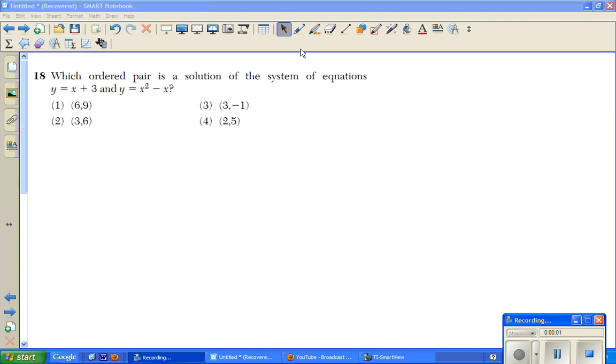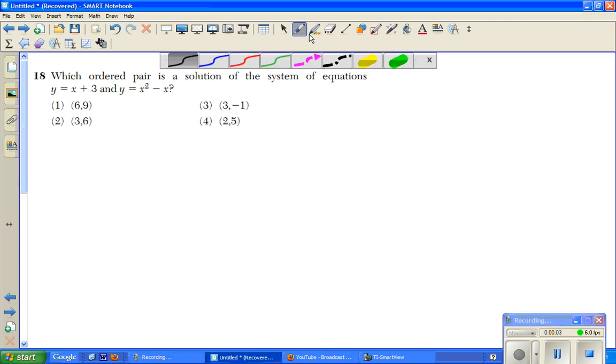Which ordered pair is a solution to the system of equations y equals x plus 3 and y equals x squared minus x? There are three ways to solve this problem. The first way I'll do it is algebraically.